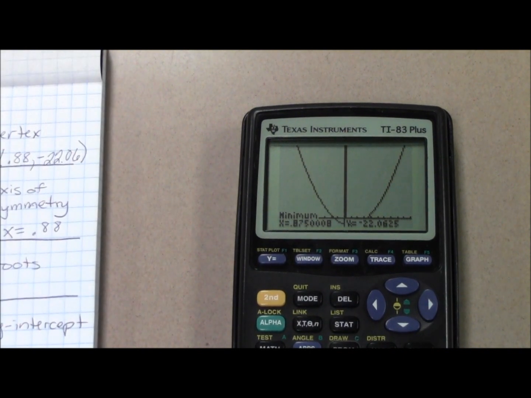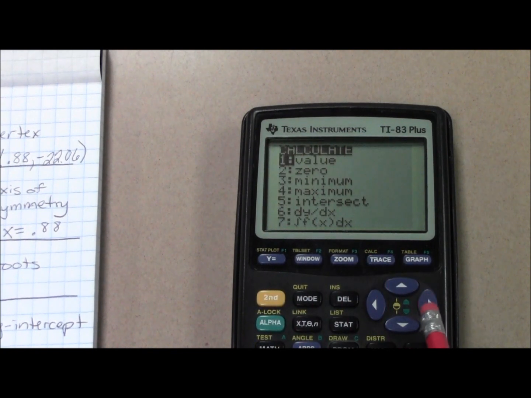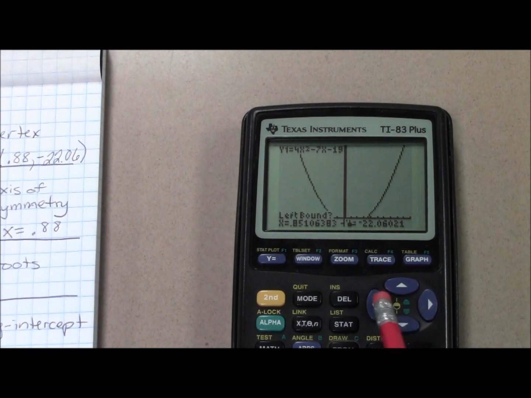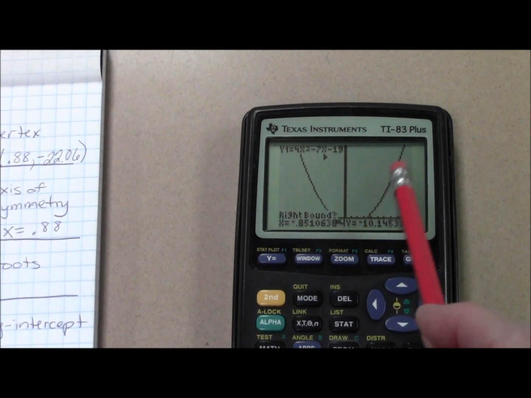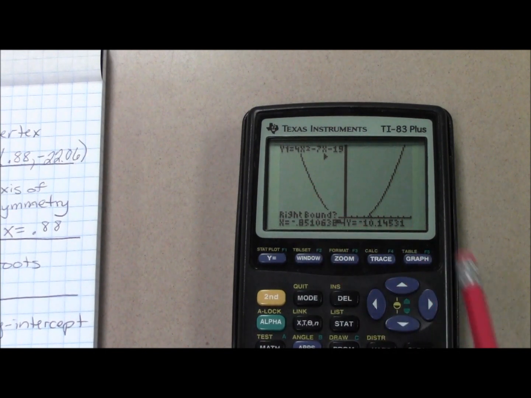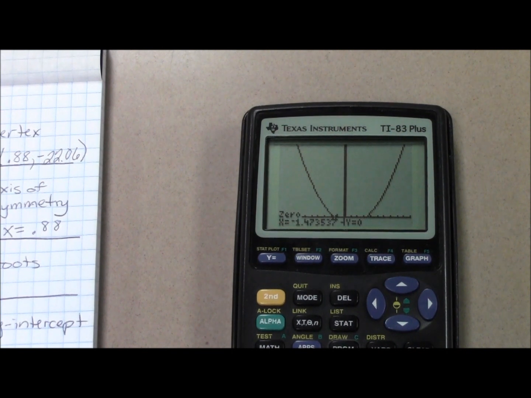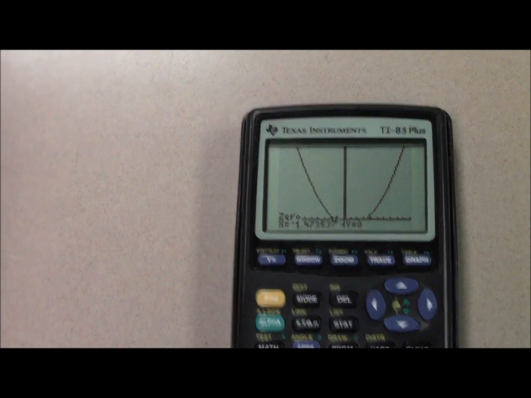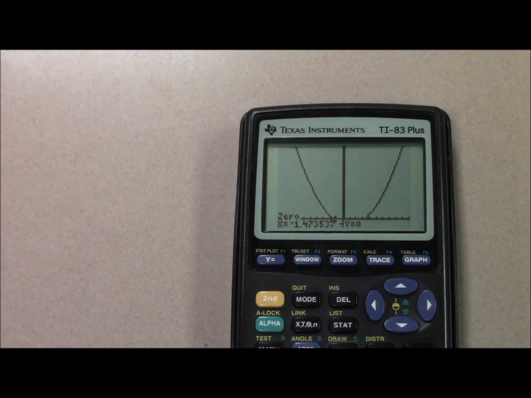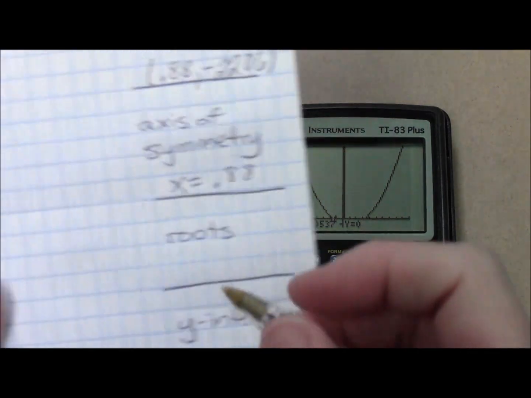Same process that we used before. You're going to do a second calc. You're going to calculate the zeros, that's the other word for roots. We may need to make our left bound. Make sure it is to the left of and above this root. Hit enter. Move it down just below the axis so it hasn't come all the way over here. So it's down below the axis. Hit enter again. It makes a guess. Hit enter again. And we find out that one of our roots is negative 1.47, or at least by rounding.